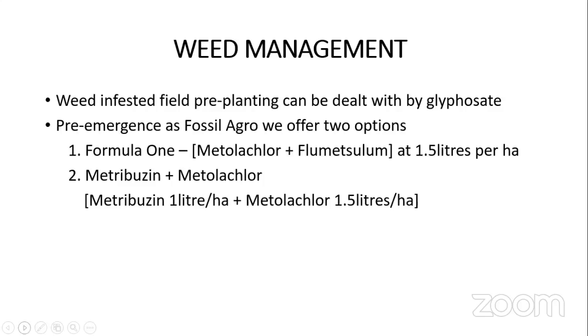now we recommend that you come in with your Formula 1, which has got metolachlor and flumetolachlor at 1.5 milliliters per hectare as a pre-emergence. We also have the second alternative, which is metribuzin and metolachlor. You come in with that as a pre-emergence. These all work, and they work to suppress the weed seeds that will be on the surface. So after planting, before the crop emerges, you irrigate, and then after irrigating, you come in with your herbicide so that you can suppress the weed seeds that will be on the surface.